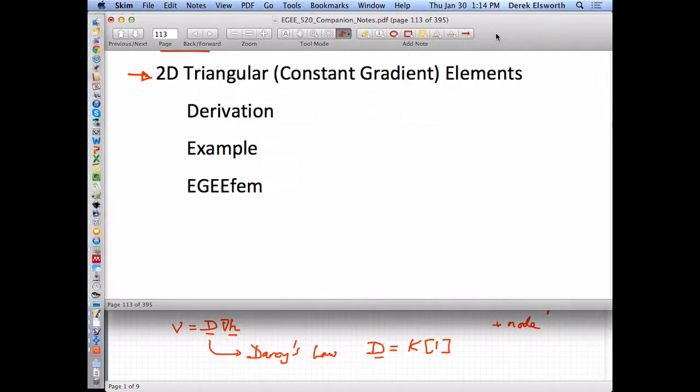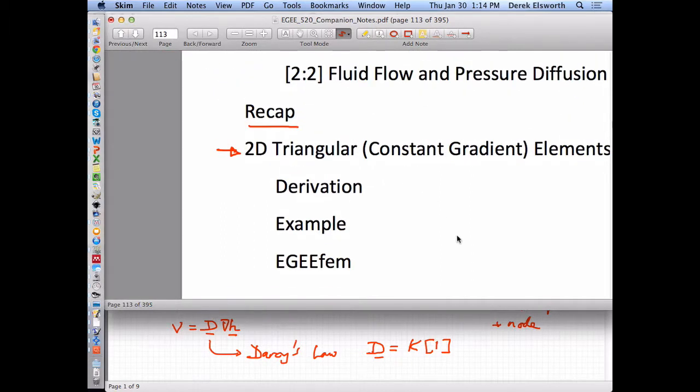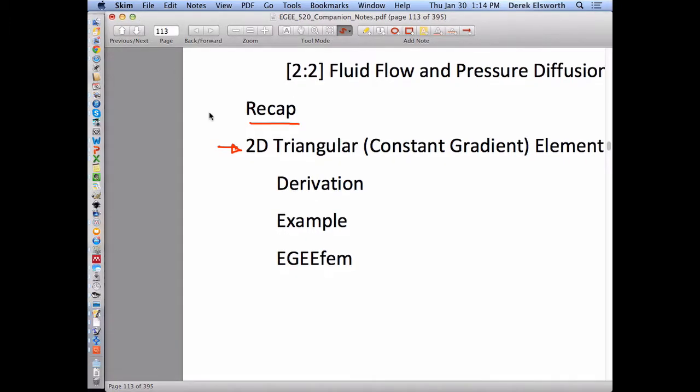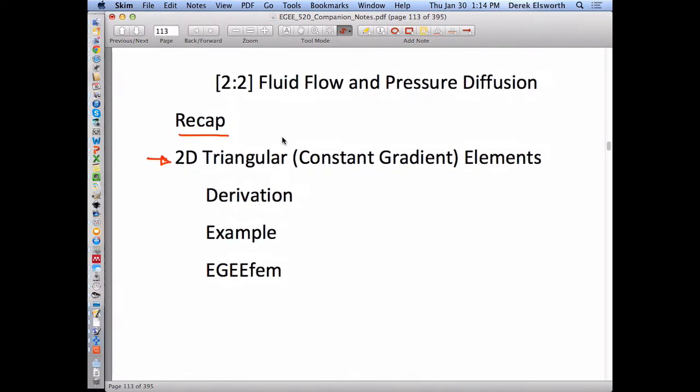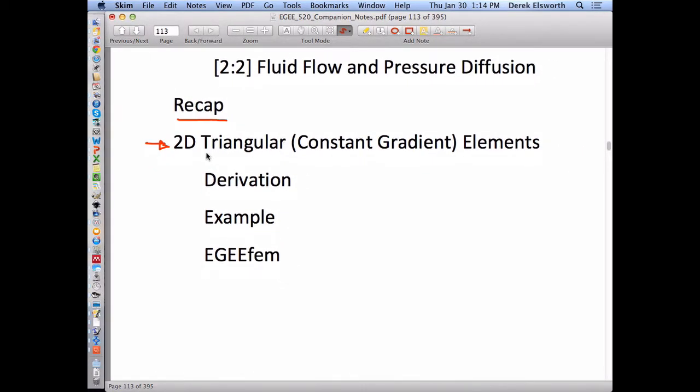But what we'll attempt to do today, I guess I can probably make this full screen, right, is to go through this. So we'll develop the expressions we need to represent these triangular elements.